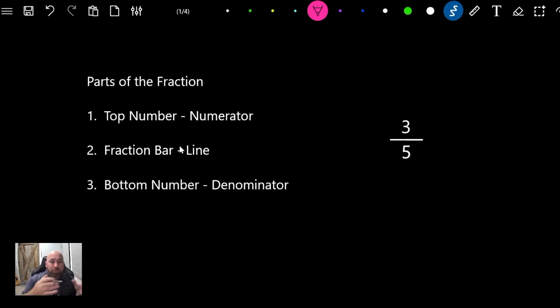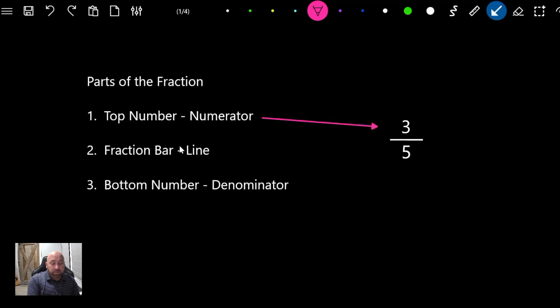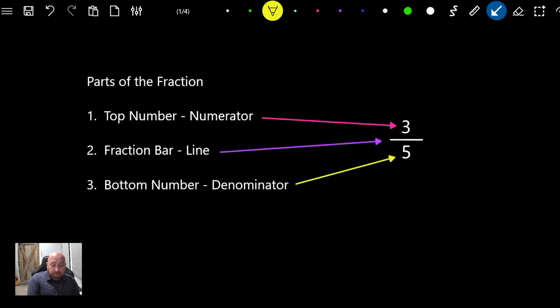We talked about the top number and the bottom number. So if we come back over here, we'll see that the top number actually has a name, okay? The top number is called the numerator. So the top number, this guy right here, would be called the numerator. Then we have this next piece right here called the fraction bar. That's that line that separates them. That's called the fraction bar or the line. And then the last piece here would be the denominator. That's our bottom number, and that would be this one right here.